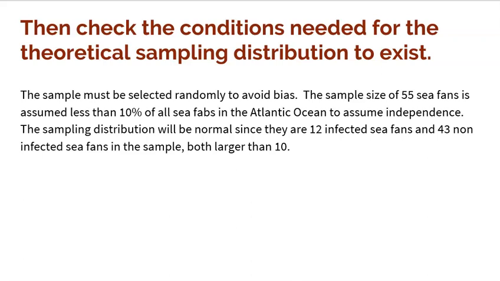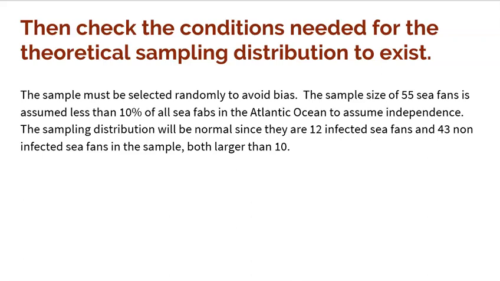We're not actually building a sampling distribution because we do not know the true proportion. But we have to at least imagine that that sampling distribution does exist. So if we're thinking about the existence of that sampling distribution, we do need to make sure that our sample is random to avoid any bias.